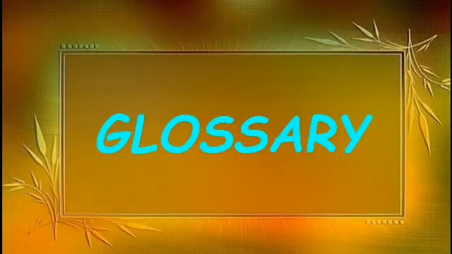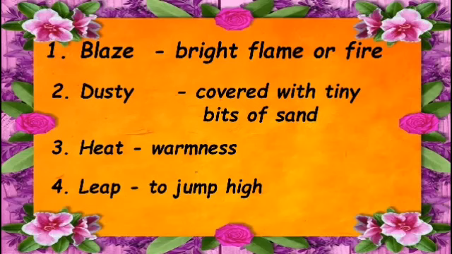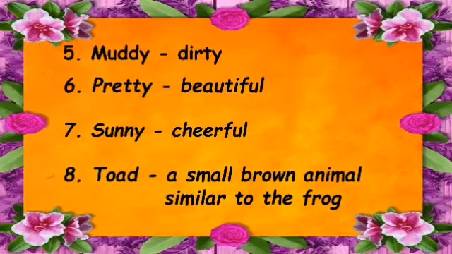Now let's see the important glossary. First one, blaze, bright flame or fire. Second one, dusty, covered with tiny bits of sand. Third one, heat, warmness. Fourth one, leap, to jump high. Fifth one, muddy, dirty. Sixth one, pretty, beautiful. Seventh one, sunny, cheerful. Eighth one, toad, a small brown animal similar to the frog.